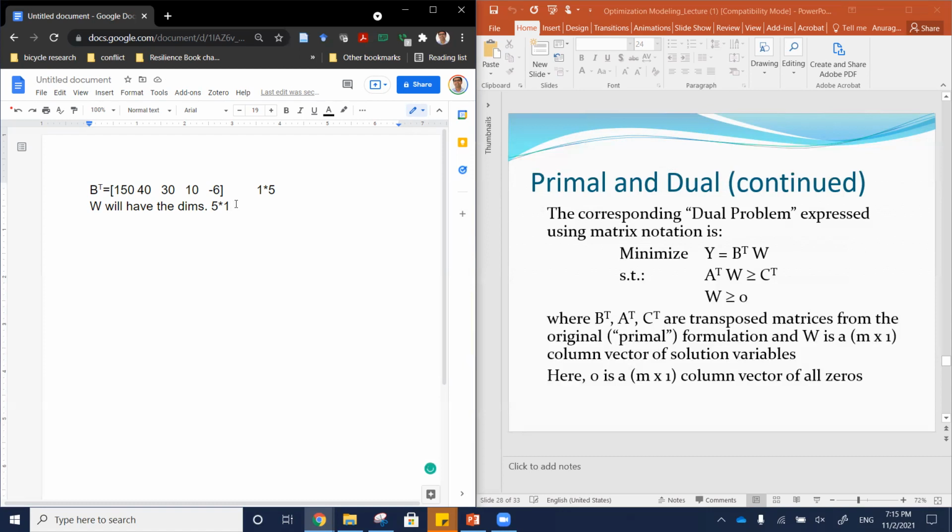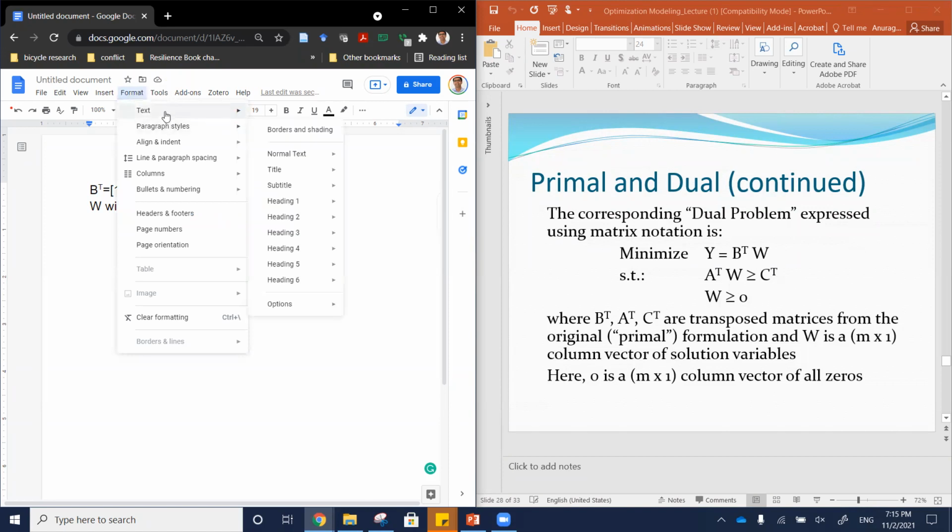W will have dimensions 5 times 1, and W are the decision variables for my new problem, the dual problem that I'm trying to write. That means my W will look something like this. It will be W1, where the 1 will be a subscript.